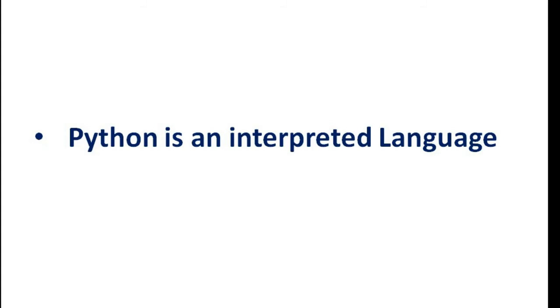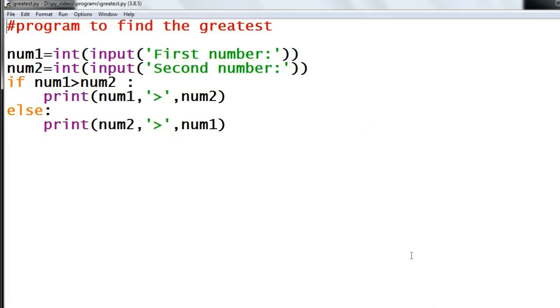Next, Python is an interpreted language. What is meant by interpreted language? See, this is my Python program. Here you can see it is written using English words, that is using high-level language. And what about our computer? It is a machine and it can understand only machine language. So it needs a translator which will convert this high-level language into machine language. And the software which are used to convert this high-level language into machine language are called language translators.